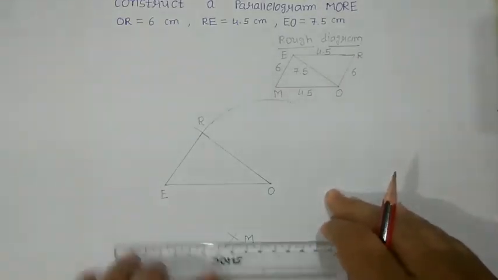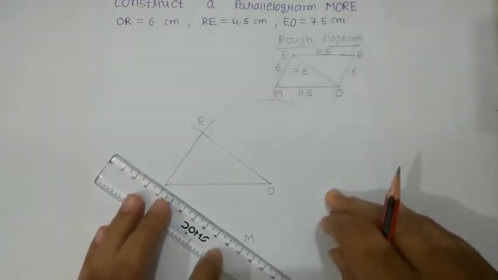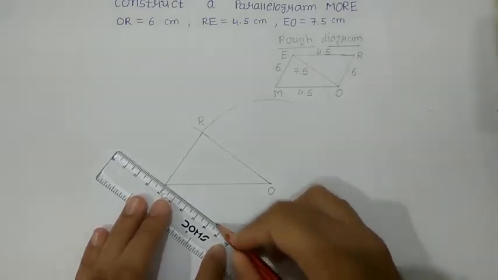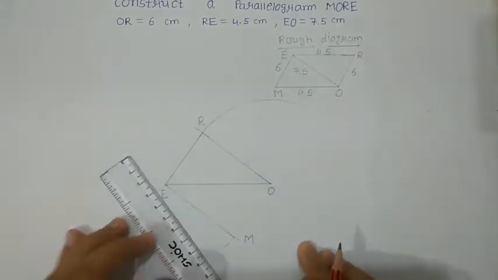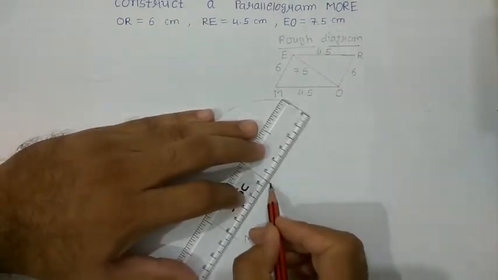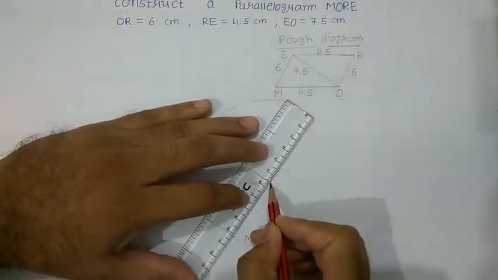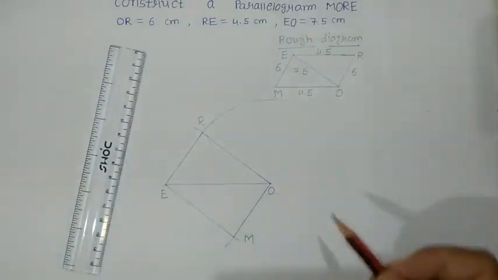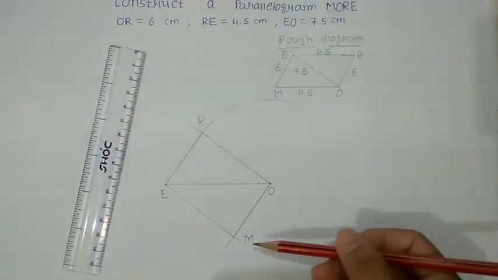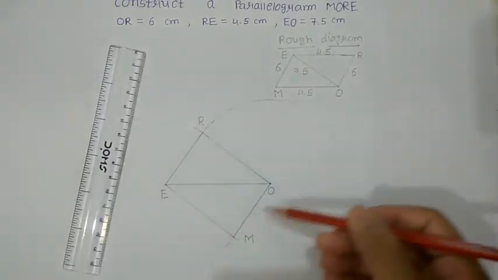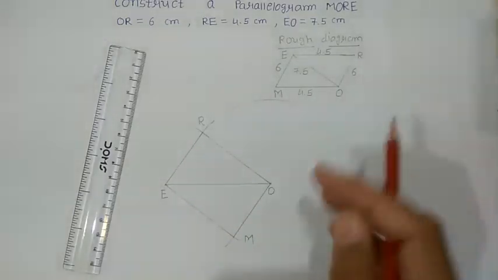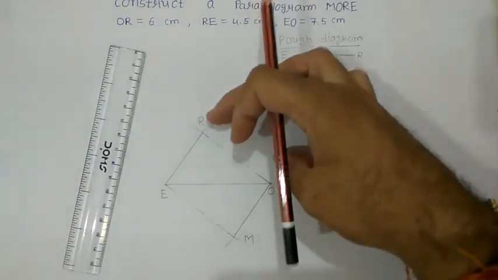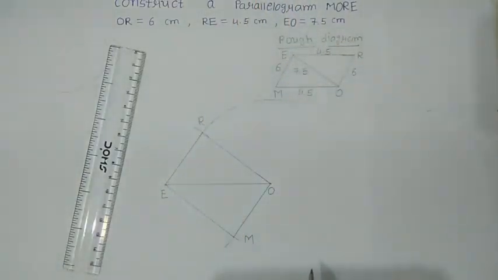Okay. Now join EM. By joining these 2 points, we get one another side, and by joining this point, we get the last side, that is OM. Right? So in this way, here you can notice that we get a shape. This shape is a parallelogram. Yes, because both these sides are parallel and equal. Both these sides are also parallel and equal.